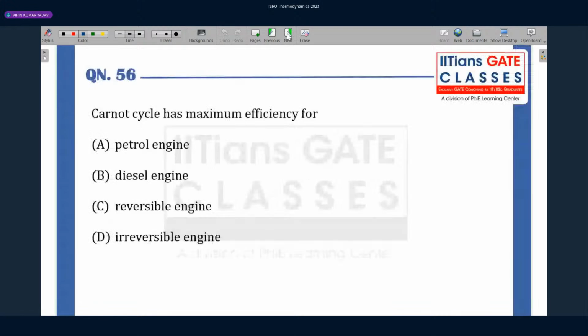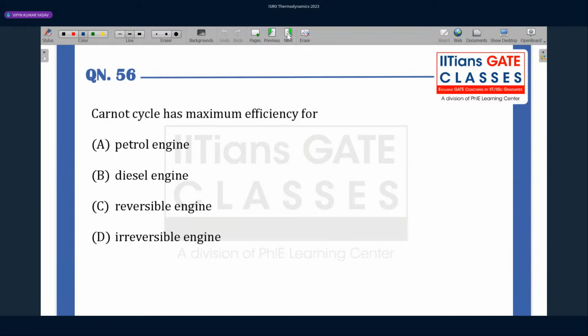Now, Carnot cycle has maximum efficiency for... Polytropic is similar to closed system? What do you mean? Polytropic is a simple process. We apply it in a closed system, yes, but it is the most generalized process. All the processes can be derived or simplified from the polytropic process: constant pressure, constant volume, adiabatic, isothermal, anything.